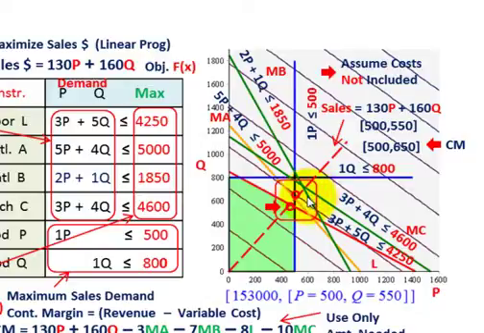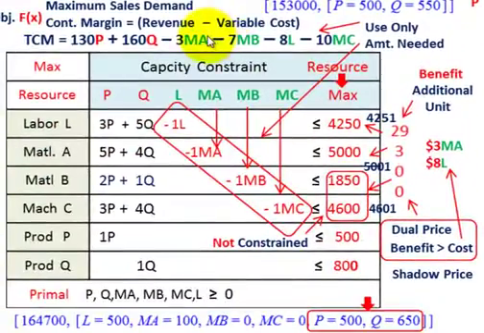Okay, so let's go down and look at the program that we're going to really set up here. Our objective function is just to maximize the contribution margin, because that's what you deal with in cost accounting. And that's really taking the revenue minus your variable cost. So remember our revenue, we had that 130P plus 160Q. That's what we were looking at for our sales here.